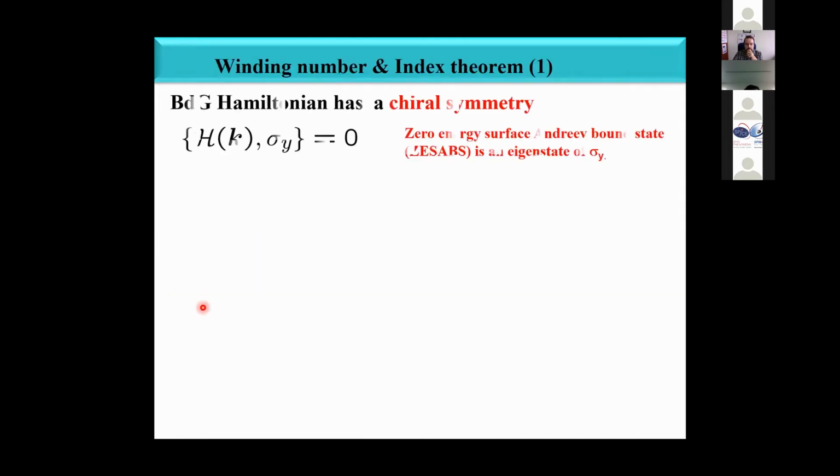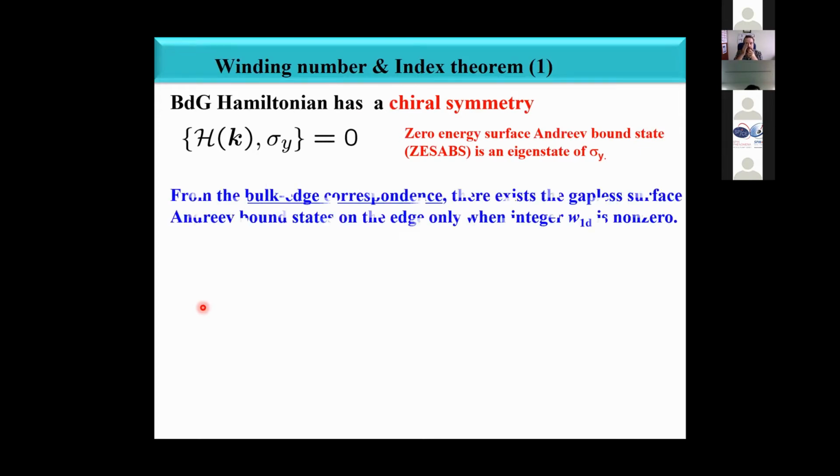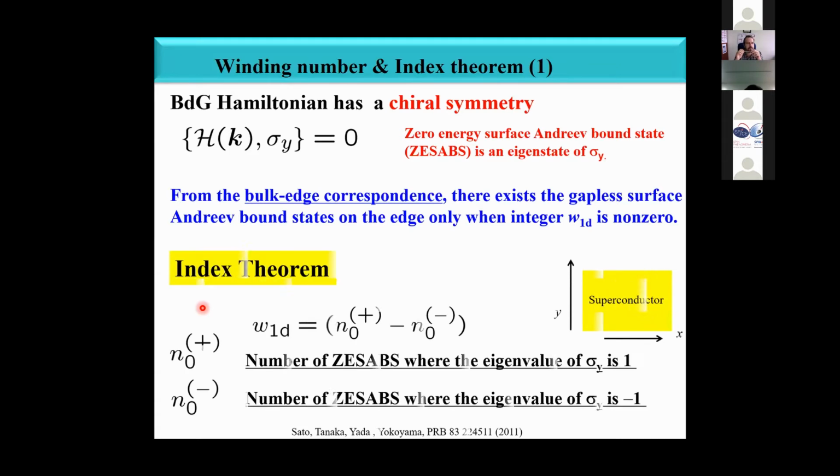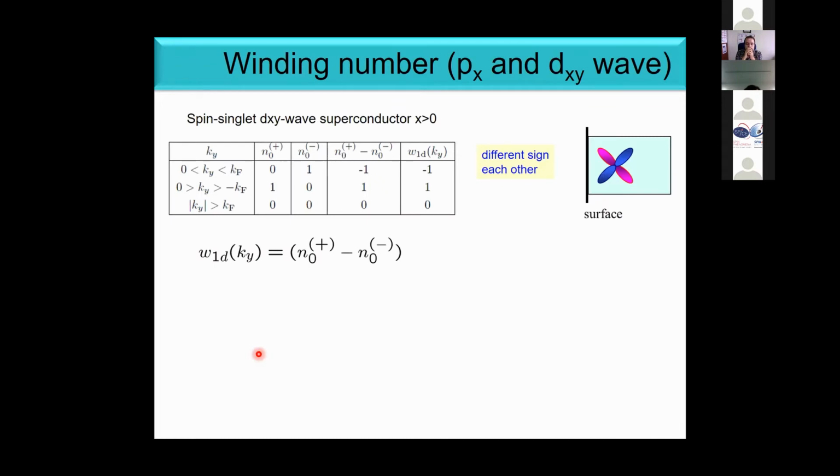On the other hand, this very simplified Hamiltonian has a nontrivial structure, so-called chiral symmetry, and from the bulk-edge correspondence, there exist gapless surface Andreev bound states on the edge only when the integer W1D is nonzero. And the so-called index theorem is satisfied here: the winding number becomes the number of zero energy states where the eigenvalue of sigma y is +1 and -1. This difference just corresponds to the winding number. So let's apply this theorem to actual high-Tc cuprate and p-wave superconductors.